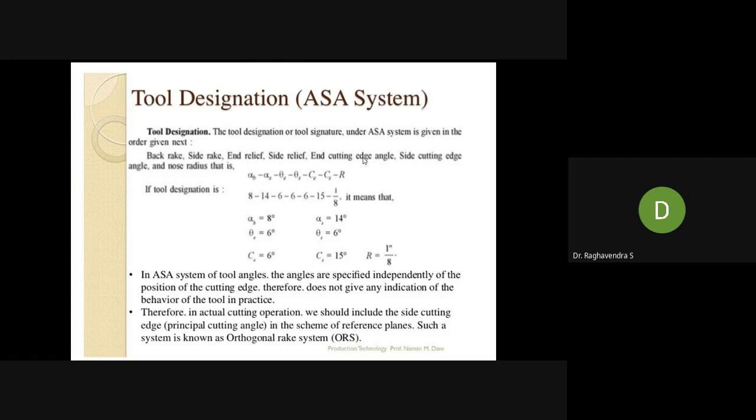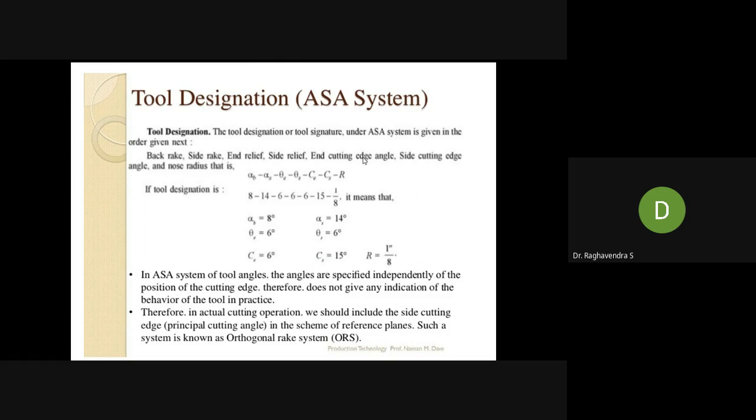Next, how are these tools manufactured? These tools are manufactured with high carbon steels, carbide tip tools, and so on. Sometimes diamond tip tools will be used in heavy precision or precision manufacturing. So tool designation or tool signature will be there.